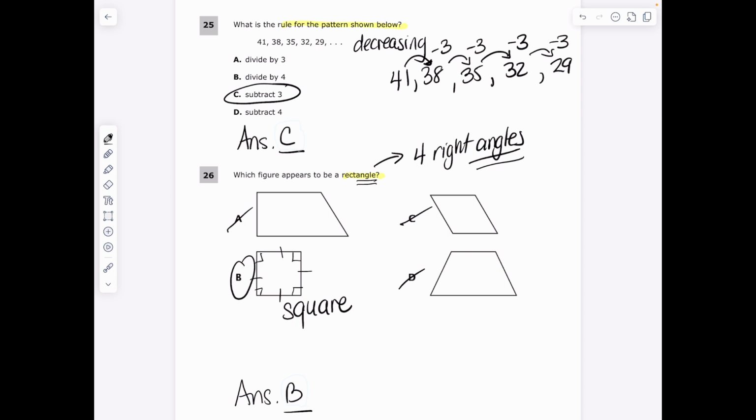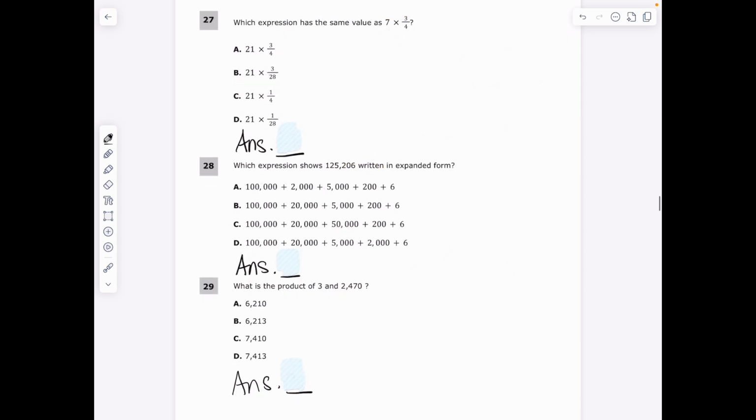All right, hit pause and jot this down into your notes, young ones. All right, we have 3 problems here for 27, 28, and 29. 27, we have C. 28, B. 29, C. Check them off, and I'll start with 27. Which expression has the same value as 7 times 3/4?